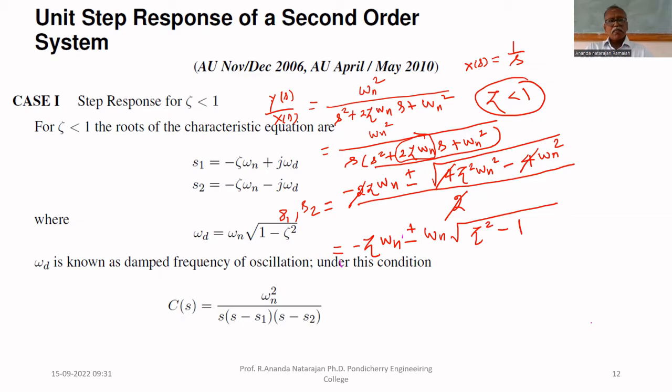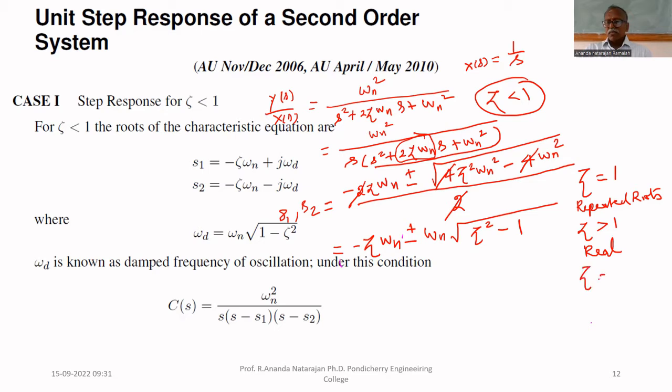What is the assumption we made? Zeta is less than 1. Therefore, this quantity is negative always. If zeta is less than 1, the roots are complex conjugates. If zeta equals 1, what will happen? The second part becomes 0. That's why the roots will be real and repeated. If zeta is greater than 1, this is always positive, so the roots are always real but not repeated. Two real roots you will get.